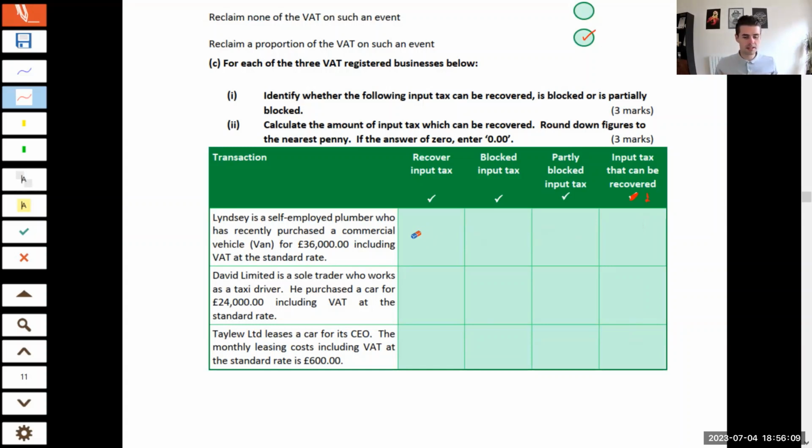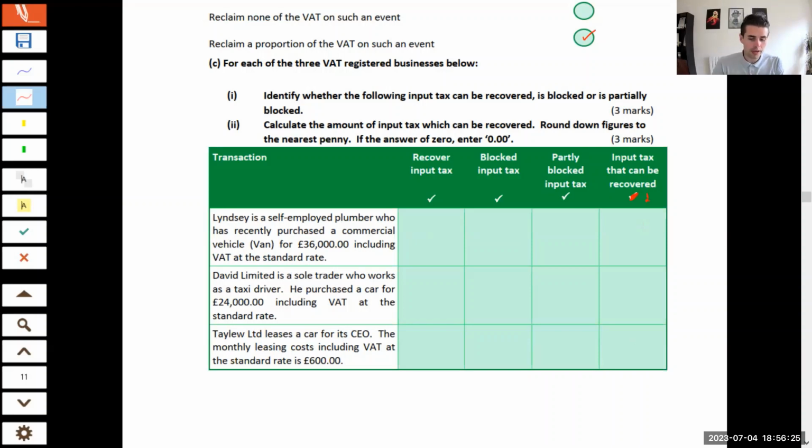So 3 different businesses, all registered, different scenarios of input tax. What can they do? Can they recover it? Is it blocked? Is it partly blocked? Again, the reference material is your best friend here, okay?